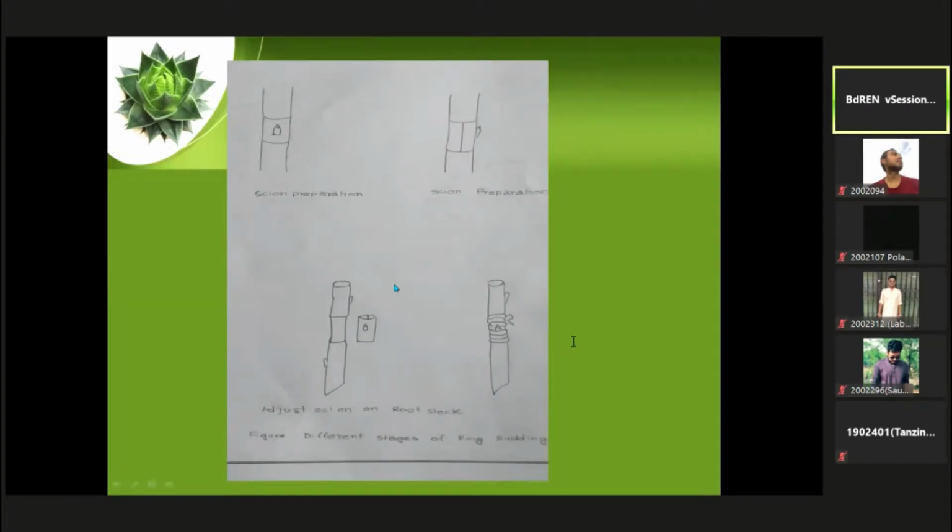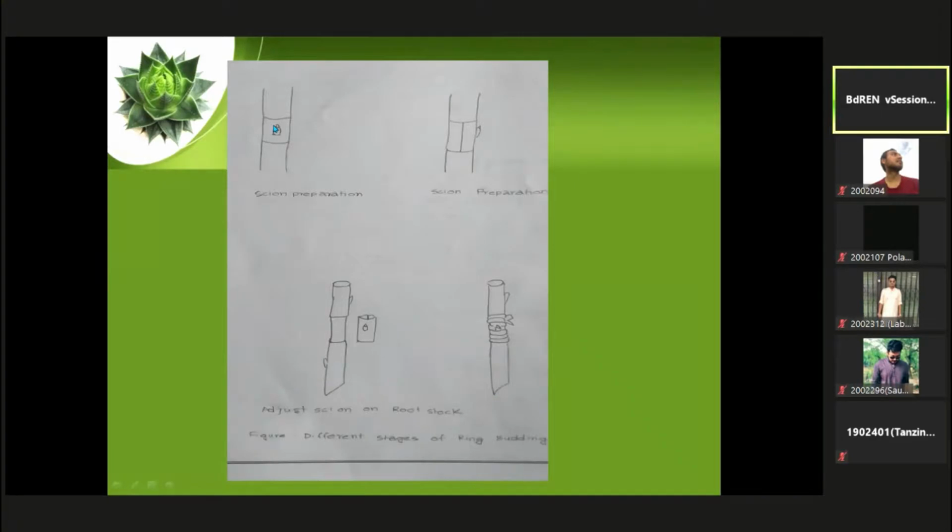Only the difference is we will remove the scion as a rectangular scion. That means just we will cut this way. Give a cut here. Please notice at the cursor. Give a cut here. Give a longitudinal or vertical cut here. And give a vertical cut here. And then we will remove the scion, that means as a rectangular shape, we will remove the scion.